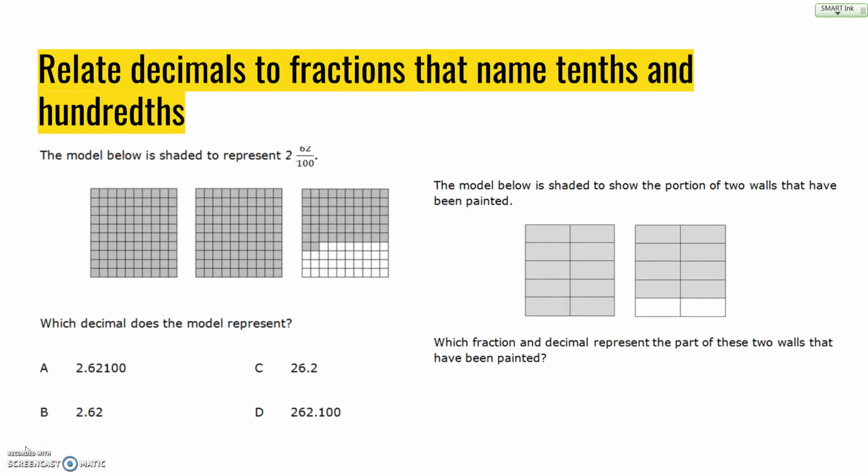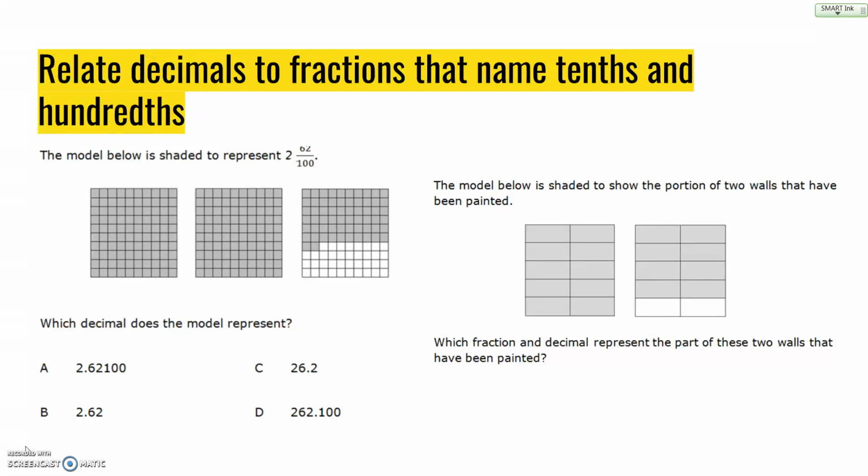They also relate decimals to fractions that name tenths and hundredths. The model below is shaded to represent 2 62/100ths, and then we have the model there for them to see it. So in the beginning part, the number is represented as a mixed number with a fraction. Then they're asked, which decimal does the model represent? So they have to take the same number that they've already seen written as a mixed number with a fraction, and now they have to take that same number and write it as a decimal.